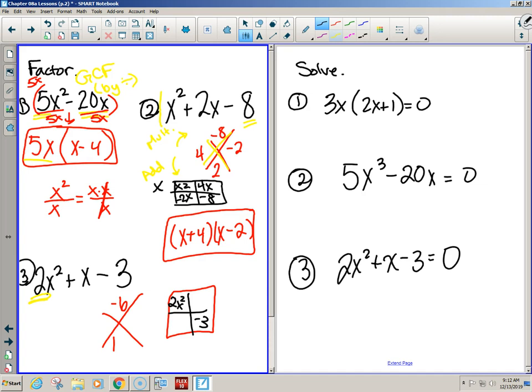What's in common here, though? A negative 2. Good. We always pull out that last sign. What's in common here? X. An x. And what's in common here? 4. Do you see where my x plus 4 and my x minus 2 came from?